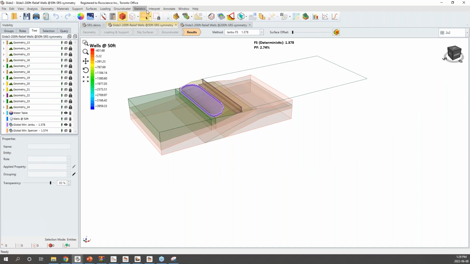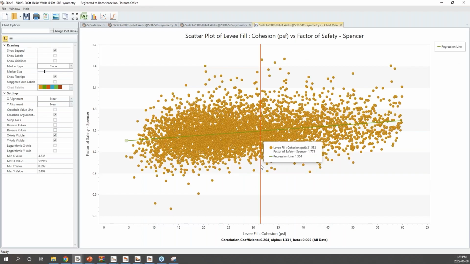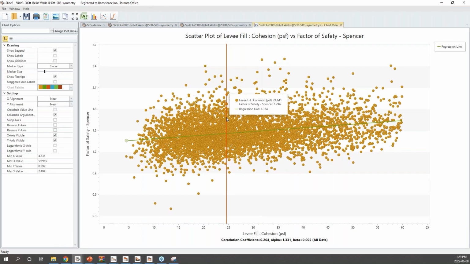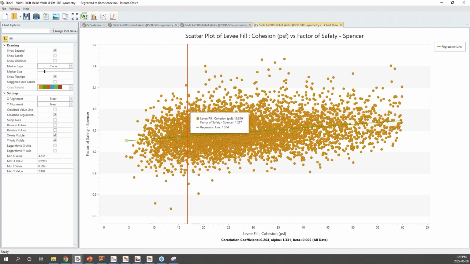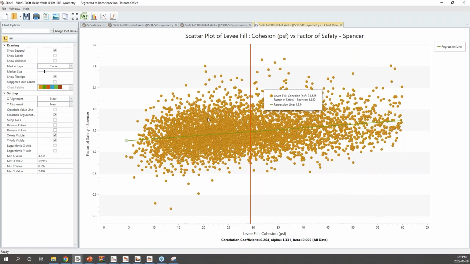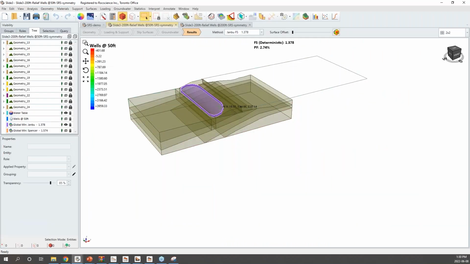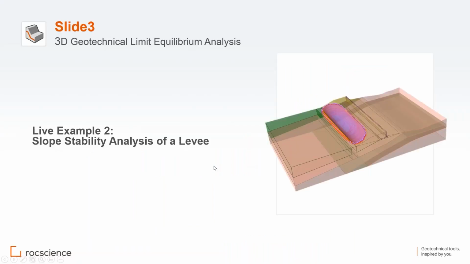Okay, and then just to drive the point home, we look at a scatter plot of anything that includes factor of safety. We can see that we have 5,000, presumably here, factor of safety points. So all of the predicted values. Okay, now we will return to the presentation.